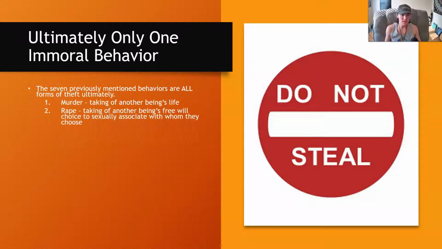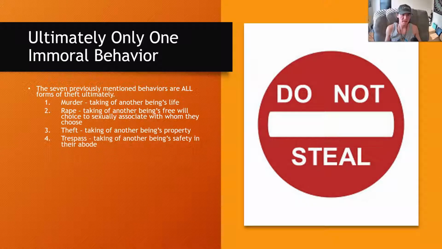Rape is the taking of another being's free will choice to sexually associate with whom they choose. So, if somebody rapes another person, they have stolen their free will choice to sexually associate with whom they choose. Theft, that one's very simple. That's the taking of another being's property. You've stolen something that belongs to another person.